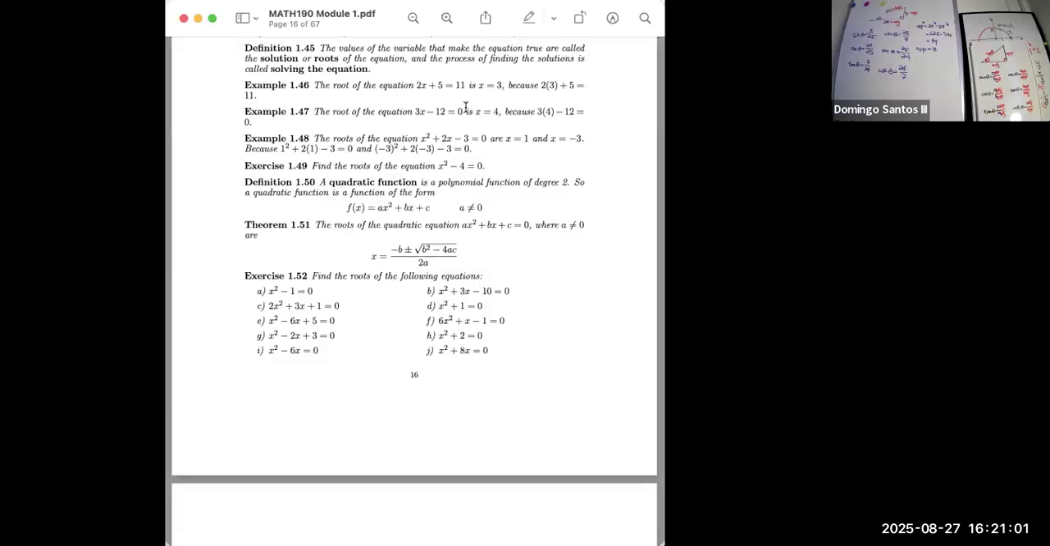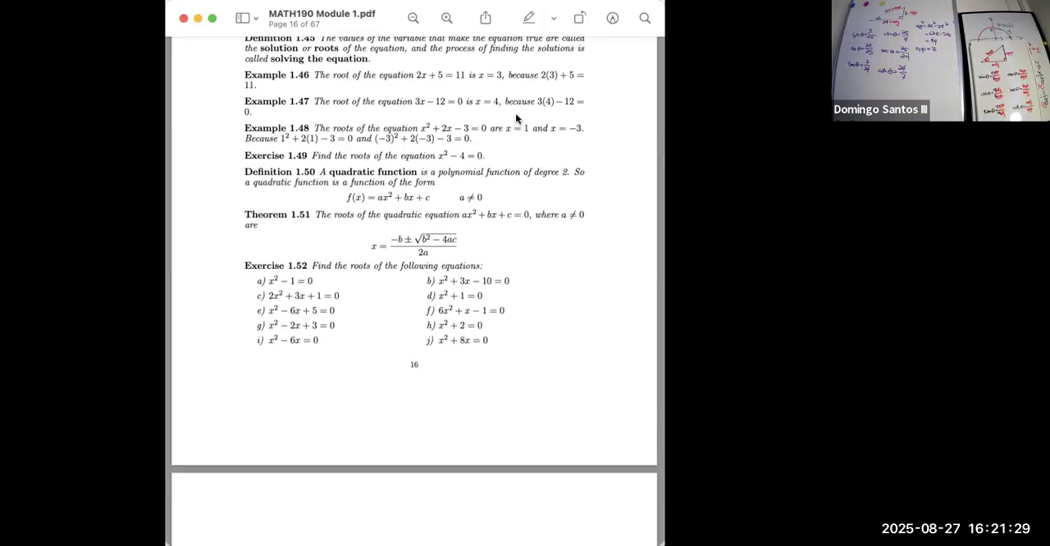Okie dokie. So you have an equation, 2x plus 5 equals 11. Now the root of this is 3. Why? Because if you substitute 3 for x, you would have a true statement. So 2 times 3 is 6, plus 5, which is actually 11. That's what you call the solution or the root of an equation. For example, another example.